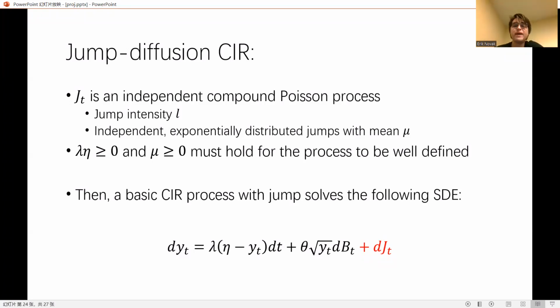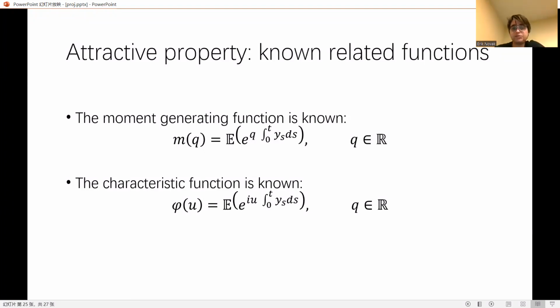So the process is well defined. And then what we end up having is the basic Cox-Ingersoll-Ross process with jumps, which will solve the following SDE. Now, we might have some extra details in the coefficient for the dJ sub t, but this is the basic version. We simply add the Poisson process here, and this allows us to model jumps. Now, the jump diffusion version of CIR has a few attractive properties. In particular, the moment generating and the characteristic function are both well known and relatively easy to work with.